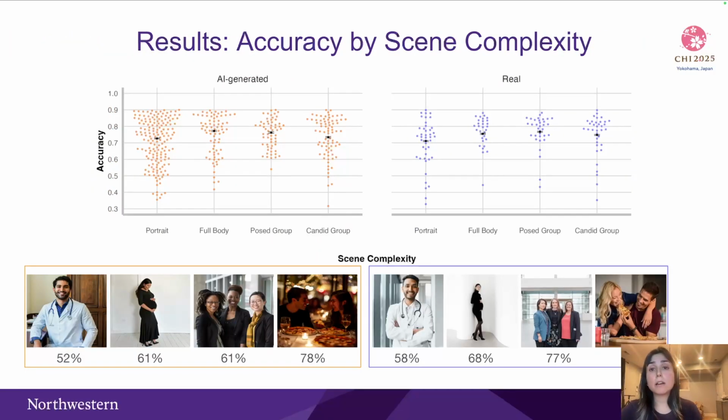Here we split our data on the different scene complexities. And so we can look at portrait versus full body versus pose group and candid groups. People's accuracy in detecting AI images was lowest for simple portraits and highest for full body and group photos. Detection accuracy for real versus AI-generated images follows similar patterns across these categories.